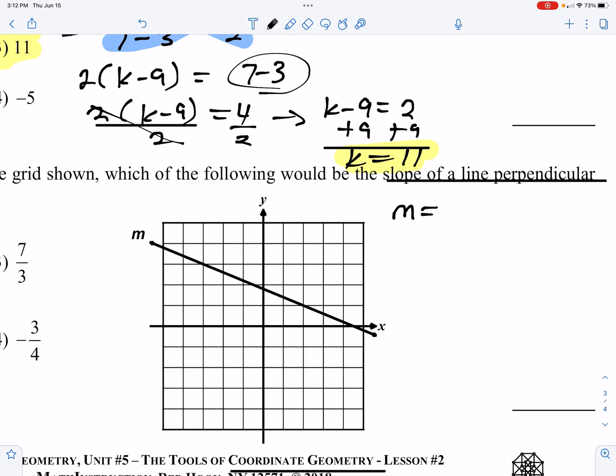Well, I'm gonna pick a point. Okay, there's a good point right there, and I'm gonna go to another point that crosses. So we got to go down 2 over 1, 2, 3, 4, 5. That's a slope of -2/5. So a slope that is perpendicular, a negative reciprocal of that, would be changing the sign from negative to positive, and then take the reciprocal, which would be 5/2.